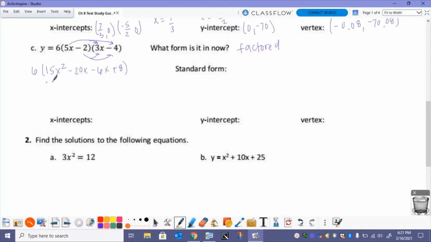All right, we've got some like terms we can combine. So 15x squared minus 26x plus 8. And now we can distribute the 6 out. So 6 times 15, it's going to be 90x squared. 6 times negative 26x, negative 156x. And 6 times 8 would be plus 48. So we'll write that back in standard form. Y equals.